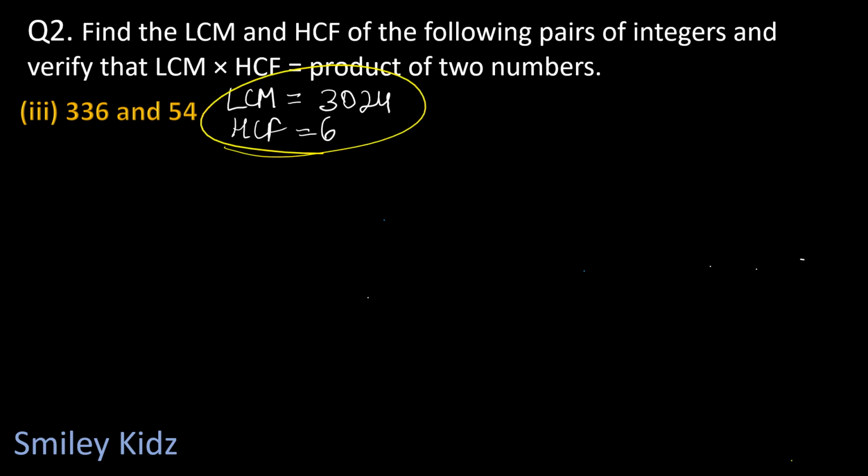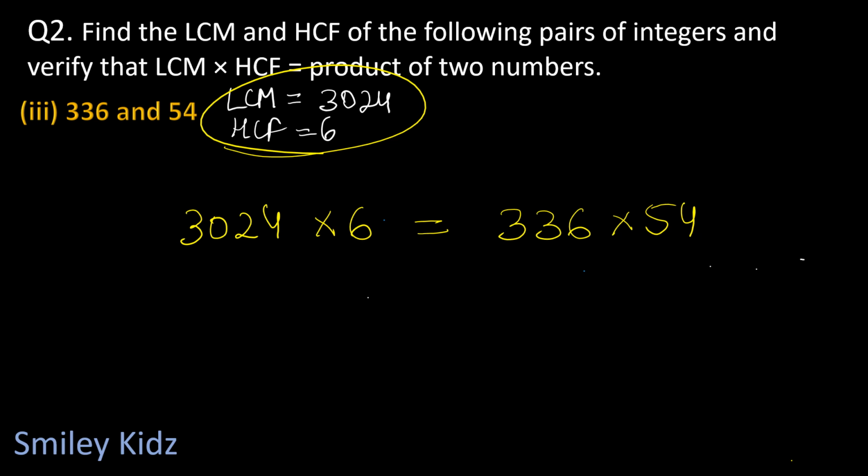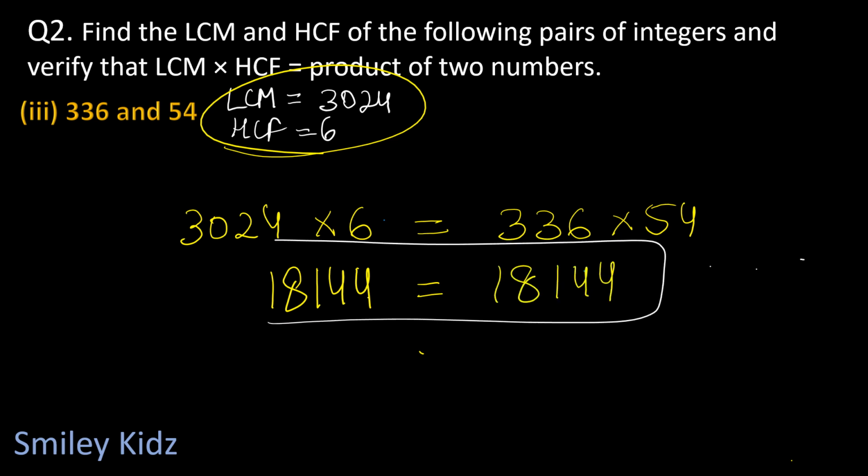Now record your observations because we're going to erase them. Now let's verify the relation, right? So 3024 times 6 is equal to the product of two numbers, which is 336 times 54. Let's verify that. Well, 18144, and again we have 18144. Again we have verified the relation that LCM times HCF is always equal to the product of two numbers.